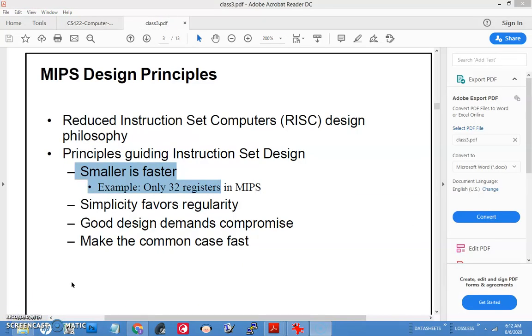So the next design principle is simplicity favors regularity. We know that when we design any system, we should make it as simple as possible, because complex things are difficult to implement and manage. So while making the instruction format, they made it as regular as possible so that it is simple and easy to implement. That we will see with examples soon.